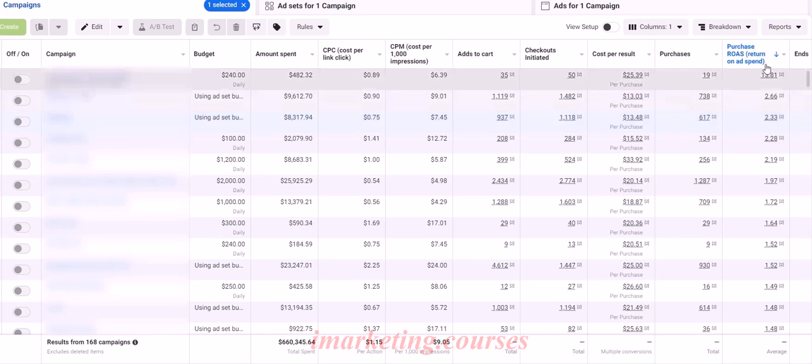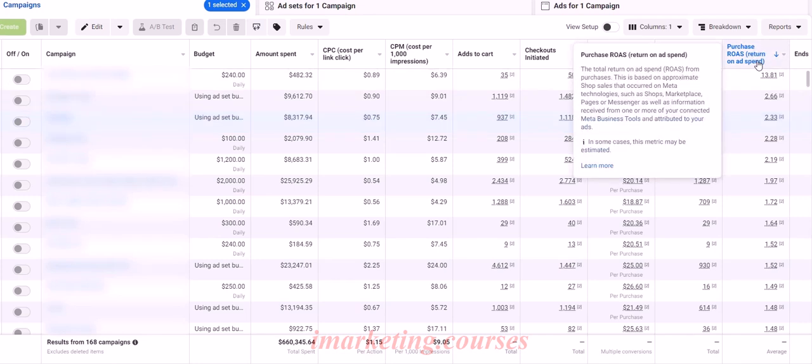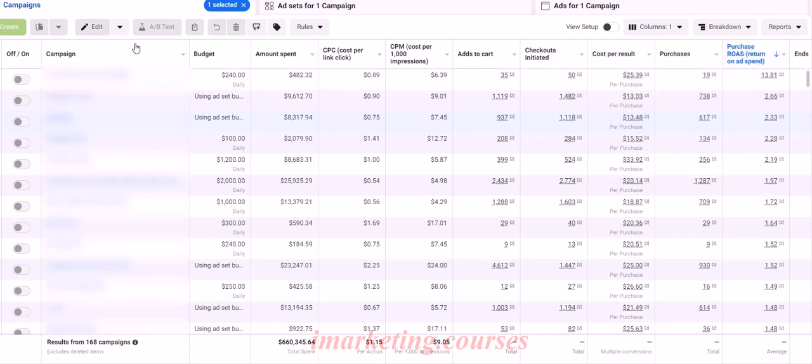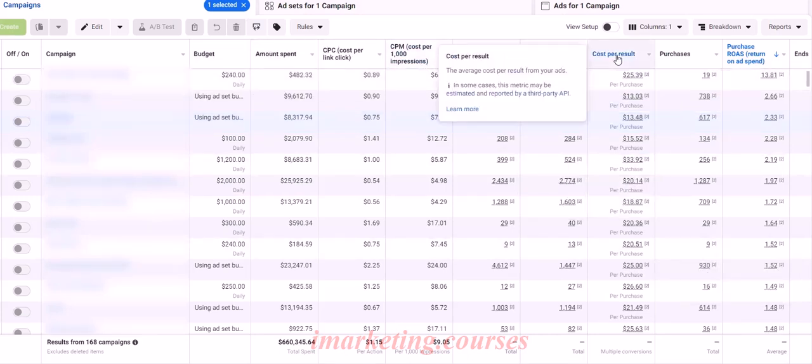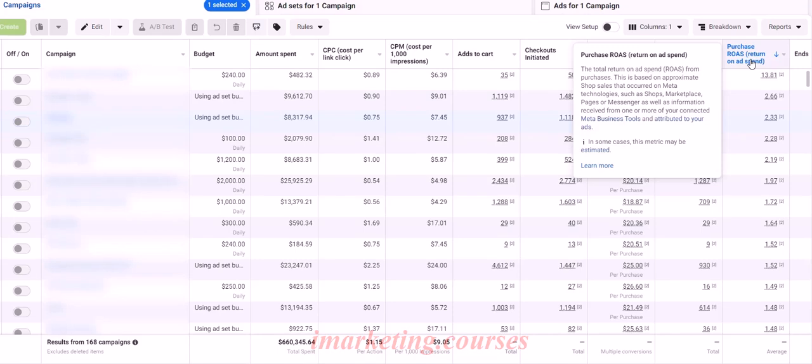I'm going to go ahead and show you the first one I look at, which is right here. It's called purchase ROAS, which means return on ad spend. Now this one is the most important. So this means if this one is really good, you can literally forget about everything else. You can forget about the CPC, CPM, add to cart, initiate checkout, everything. As long as this is good, you can forget about anything else.